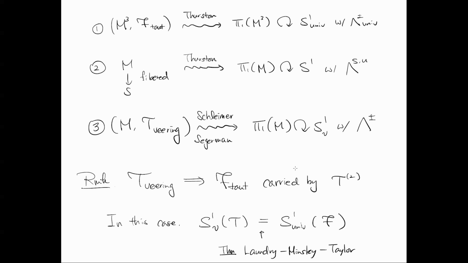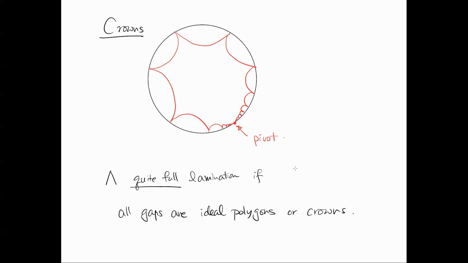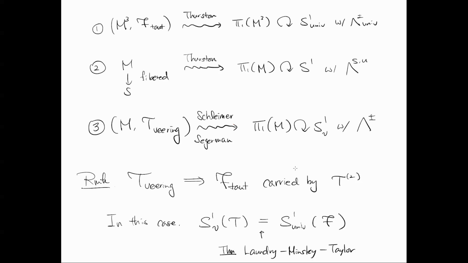Anyway, that was just a remark. So this is a crown. A crown is a gap which has infinitely many sides, only countably infinite, and the vertices accumulate to a single point from both sides, which we call the pivot point of the crown. So this is a crown gap. What I just said is that if you have a mapping torus, then you have an action of the fundamental group on S1 with a pair of very full loose laminations, which means that it is loose and every gap is a finite-sided ideal polygon.